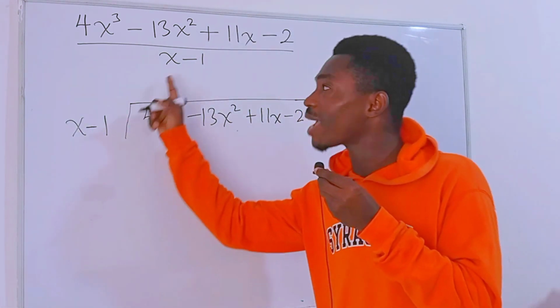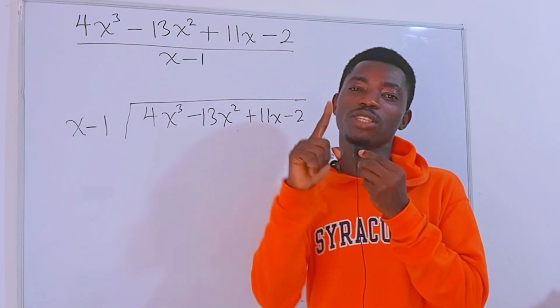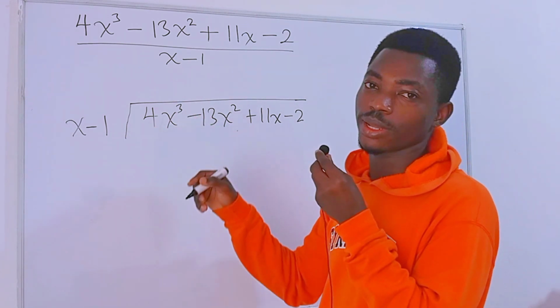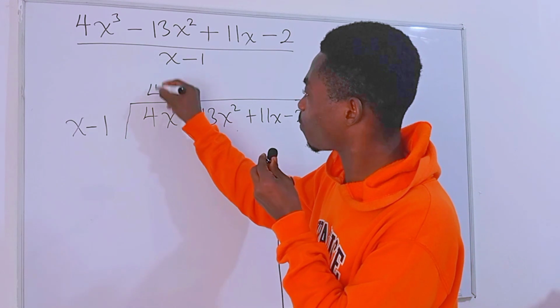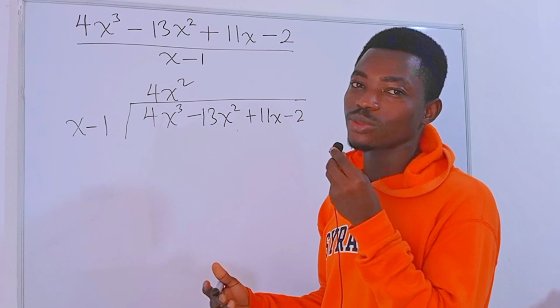To actually divide this by this, you need to be asking yourself a whole lot of questions. And the first question is going to be, what times x will give you 4x cubed? In fact, this is 4x squared. Next, you verify to see whether it is true.